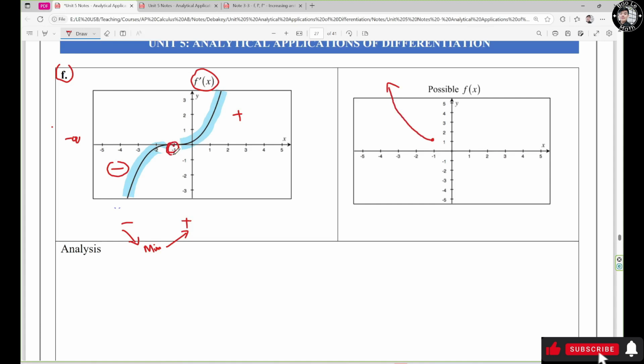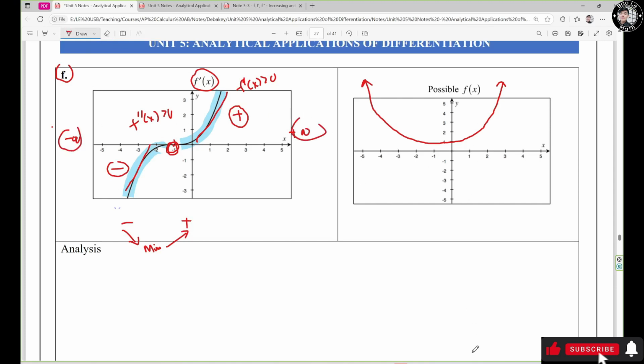From negative 1 to positive infinity, the function f prime of s is above the axis, so it's going to be positive, right? The function f of s is increasing, right? And observe that if you draw the tangent line right here, f double prime of s is positive, right? Similarly, if you draw the tangent line right here, f double prime of s is still positive, right? Which means the function f of s is concave up on negative infinity to positive infinity, right?